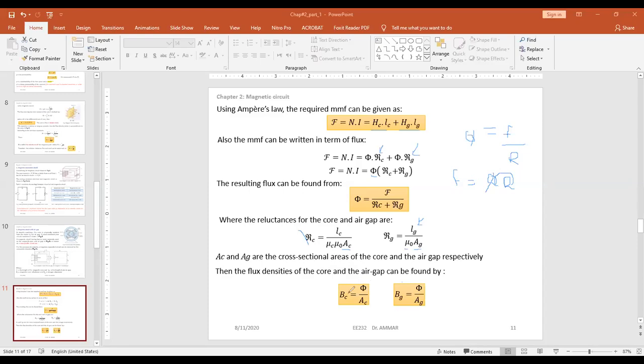Also the density. BC is the core density. Flux, we said, is the same flux over AC, the cross-sectional area of the core, and BG is the air gap density, equal to phi G over AG.